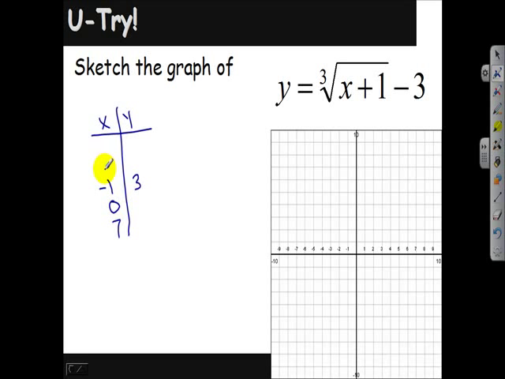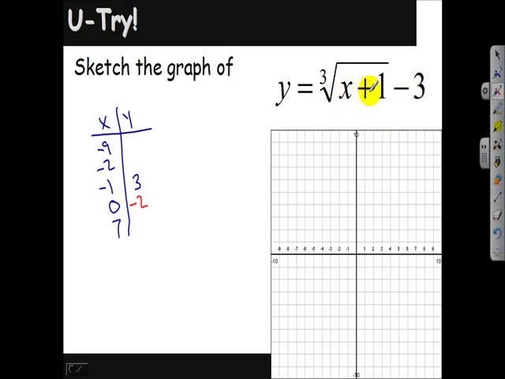Back here, if we check negative 2, that would be a good one to check. And negative 9 would be a good one to check. So let's see what we get. If I plug in 0, let's do the easy ones first. I get 1, cube root is 1, minus 3 is negative 2.